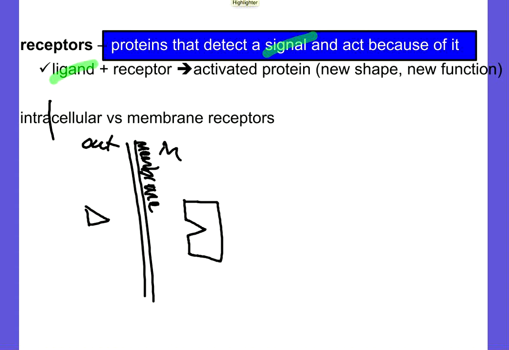So you might want to make sure everything's kind of labeled, right? I was already using green for ligand, so that's this here. My receptor is a protein, but right now that protein's inactive. It's not functional. It's not doing anything.